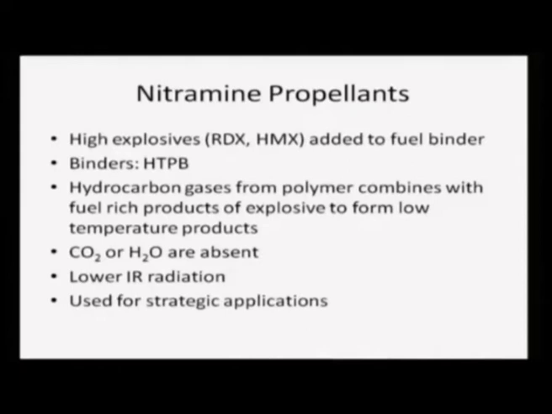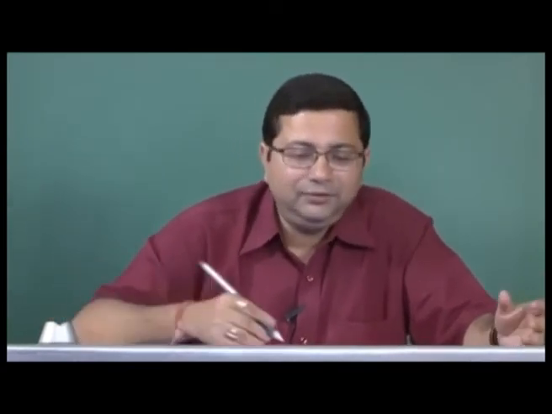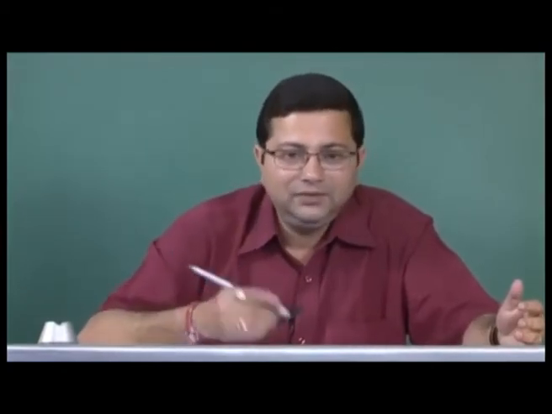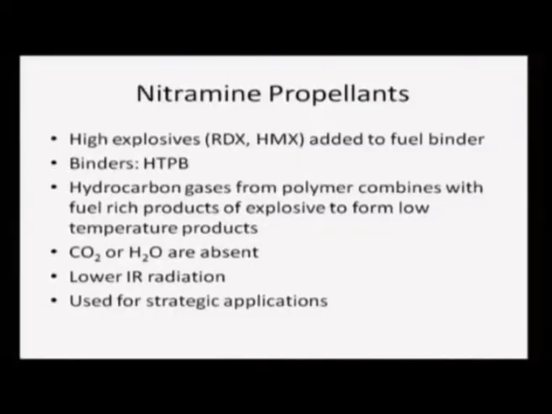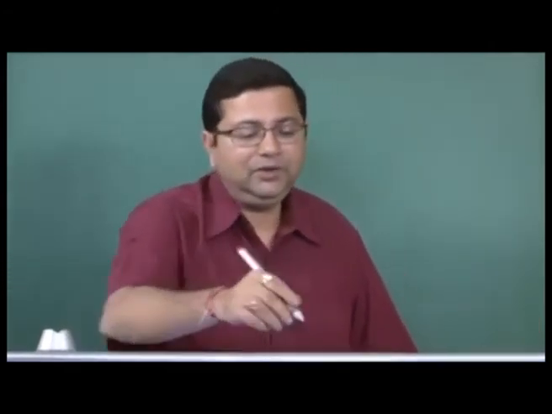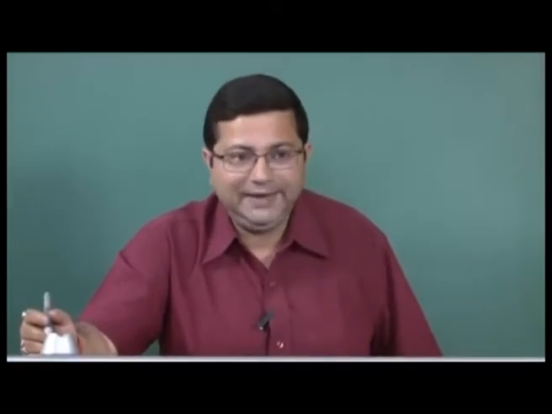signature of IR, infrared. Typically the identification of a missile's path is by the IR signature, right, infrared signature. So, if you do not have water vapor, the IR signature will be drastically reduced. So, therefore, you have much lower IR radiation. So, it is very difficult to detect these missiles because they are coming at a high speed, and if you do not have detectors to detect the IR signature, it is very difficult to detect them. So, therefore, these are used for strategic applications. They have a fairly good stealth capability because of the low IR radiation. Okay. So, this is a propellant which is typically used for strategic applications in missiles.